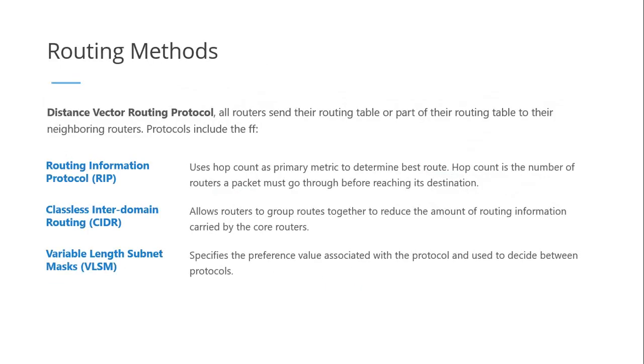Now, as mentioned, we actually have several routing methods that we could use to determine what specific factor we are using to determine what is the best possible route. So first we have the distance vector routing protocol. In the distance vector routing protocol, one of its primary features is that it continuously updates all other routers, regardless if there is any change or not.